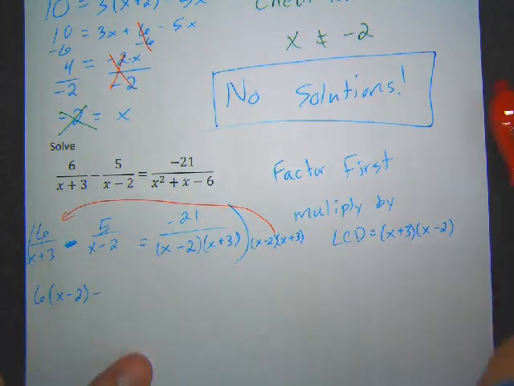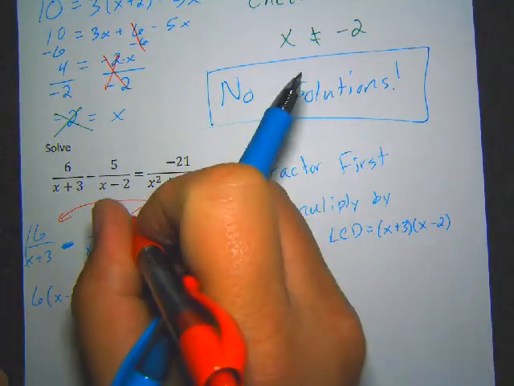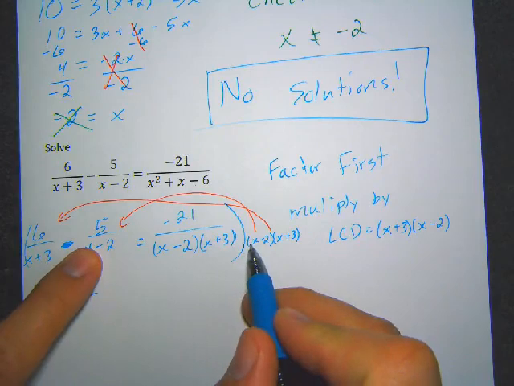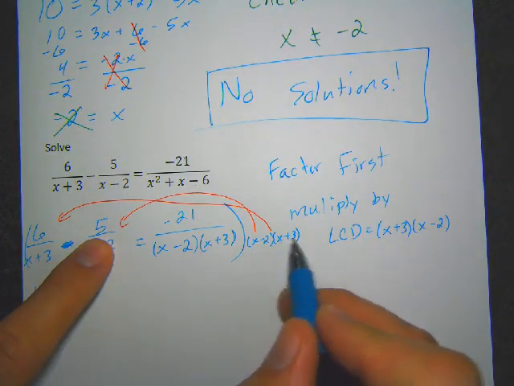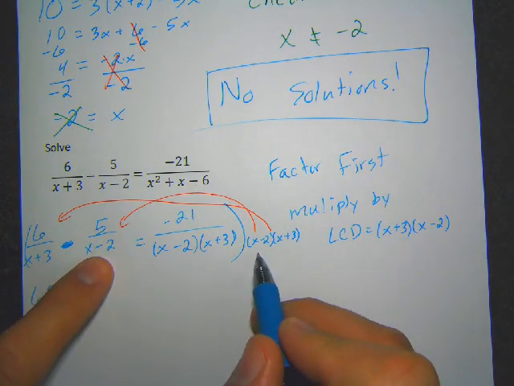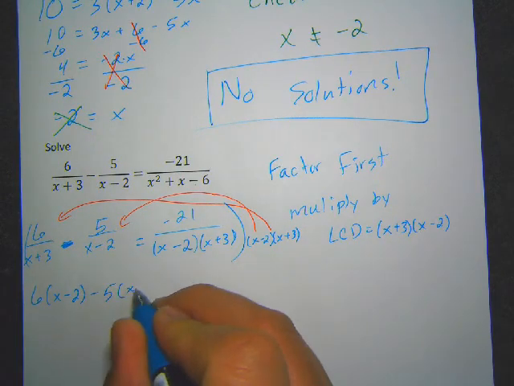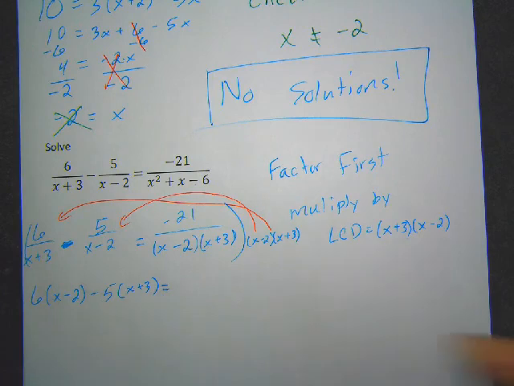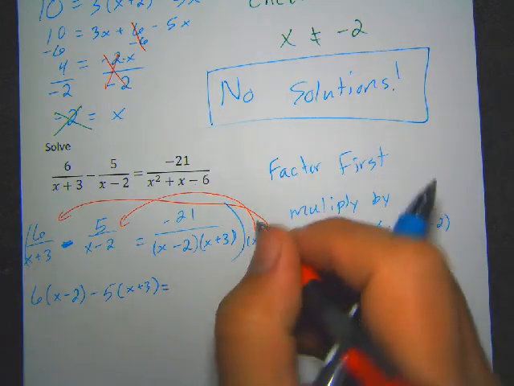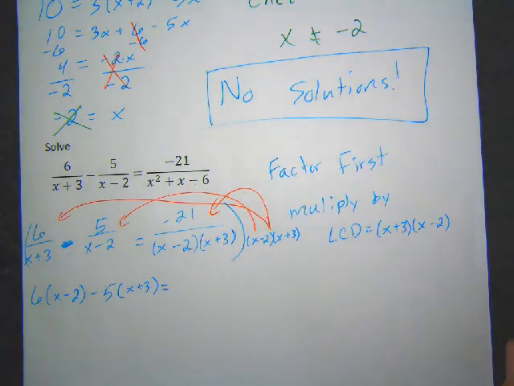Next part, I have 5, and then I have an x minus 2 on the bottom. Well, now the x minus 2's are going to end up canceling. So I'm just going to multiply with the x plus 3 because the x minus 2's cancel. So I'm going to do 5 times x plus 3. And then my equals.